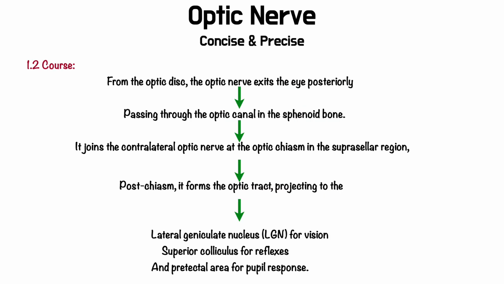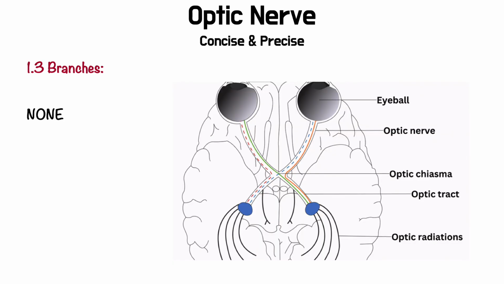the optic nerve exits the eye posteriorly, passing through the optic canal in the sphenoid bone, right? And after passing through the sphenoid bone, what actually happens is that it joins the contralateral optic nerve, right? So if it is a right optic nerve, then the left optic nerve will be joined together at the optic chiasm in the suprasellar region. You can see the optic chiasma here, right? And that is where they are combined.